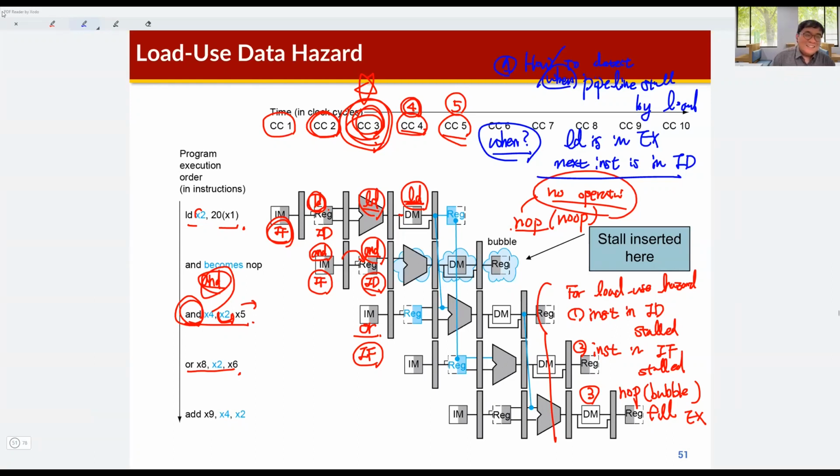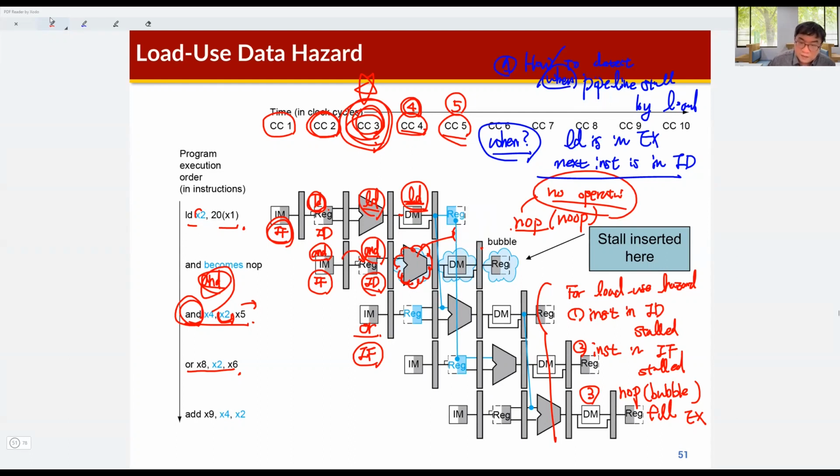So when the load instruction is here, the AND instruction cannot be in the EX stage. So we need to generate an invalid instruction, and this invalid instruction does nothing. That means this instruction is a no operation. That's why this instruction is called the NOP. It means no operation.